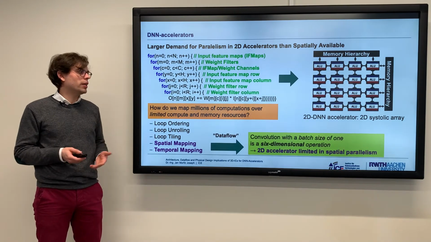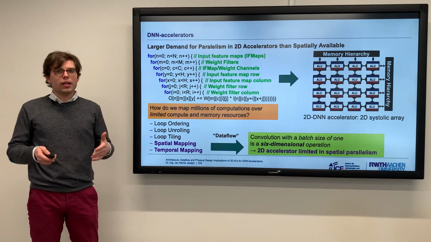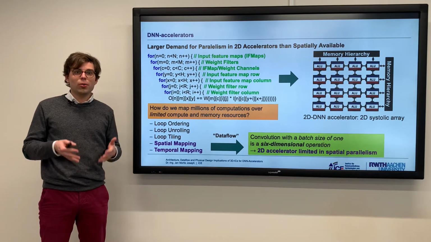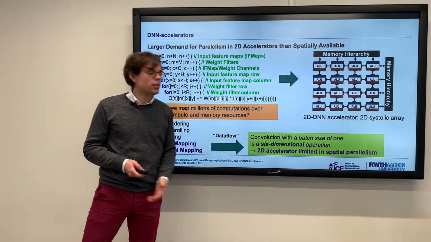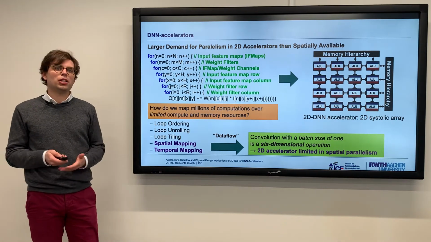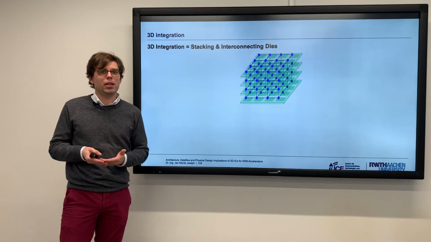And this is what we call a data flow. The important observation that we make here is that even for very small examples, like a convolution with a batch size of 1, you already have a 6-dimensional operation, and the 2D accelerator is limited in this spatial parallelism. So what can we do to increase the spatial parallelism? One approach would be to go into the 3rd dimension.